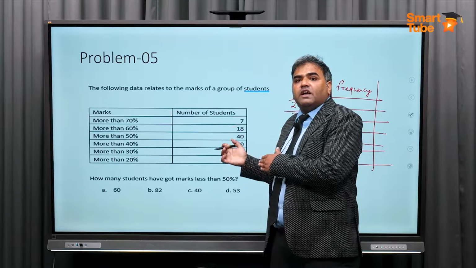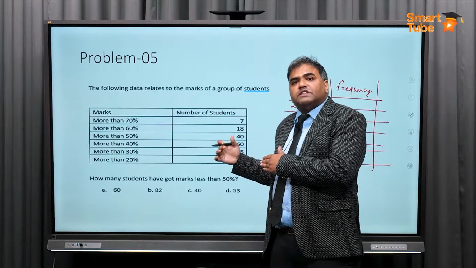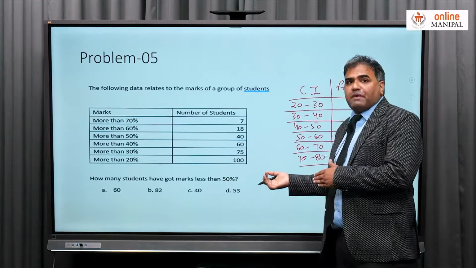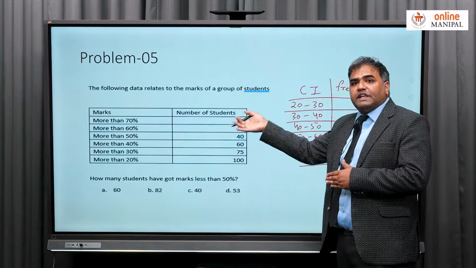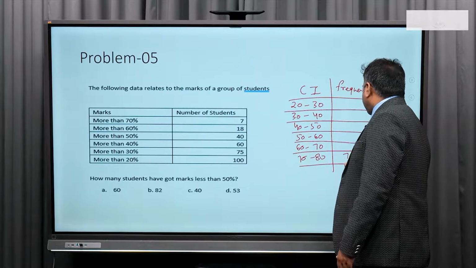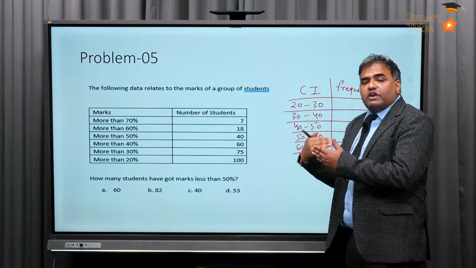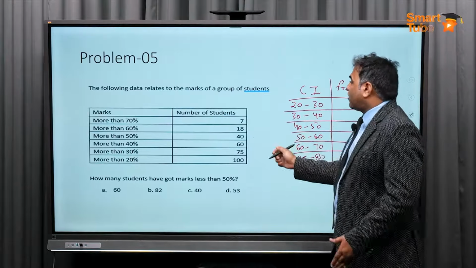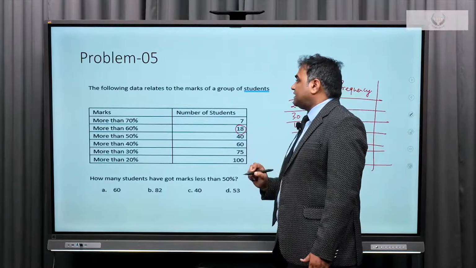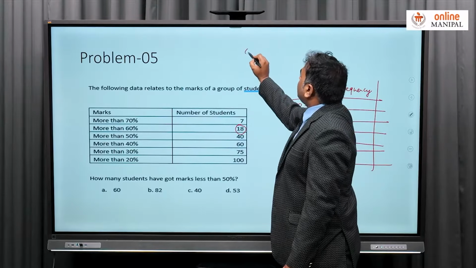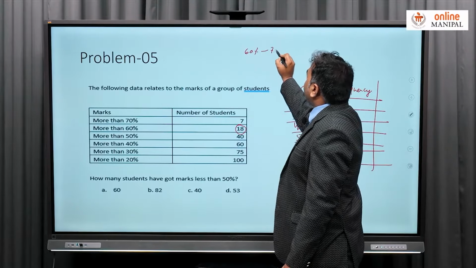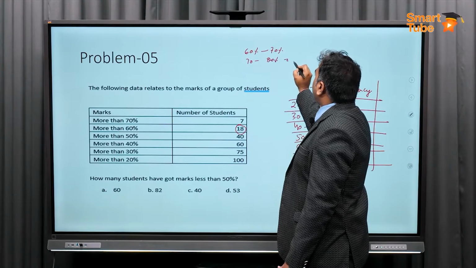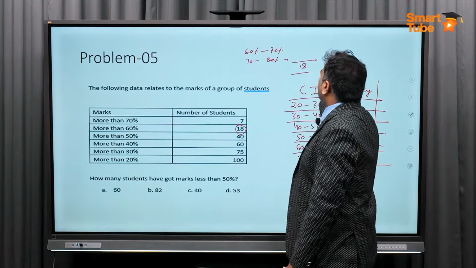I need to convert the given cumulative frequency into normal frequency. How will I convert? Very simple, I just follow basic maths. You know that more than 70 is 7, so I'll write more than 70 is 7, done, because there is only one class more than 70, that is 70 to 80. Next, more than 60 is 18. More than 60 means 60 to 70 and 70 to 80, and this value is 18. Clear?